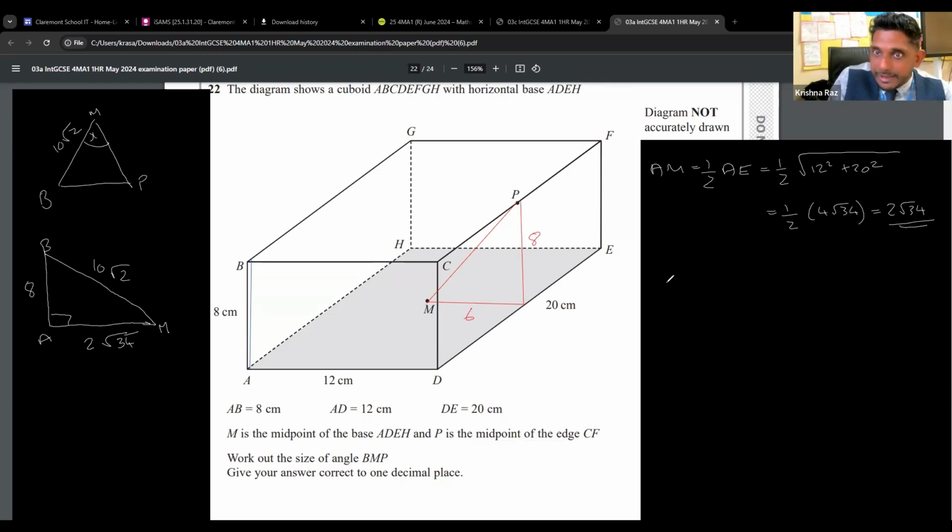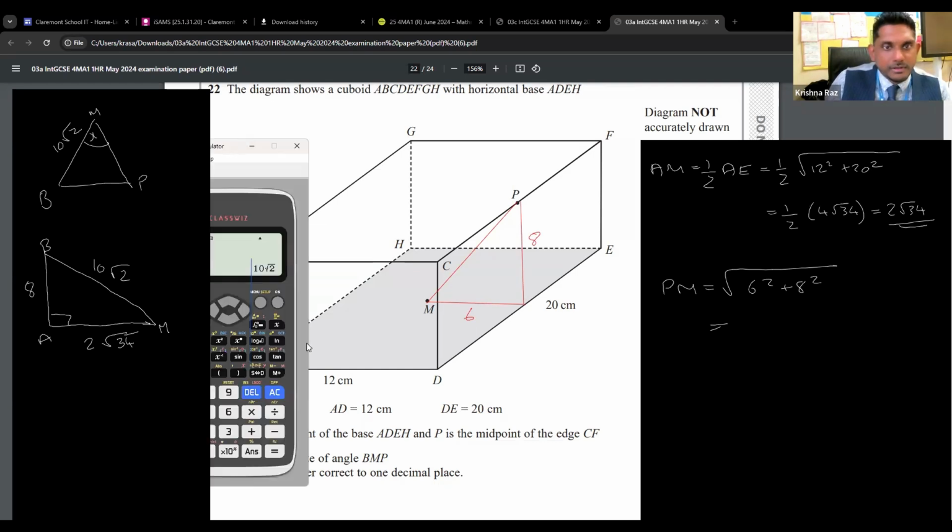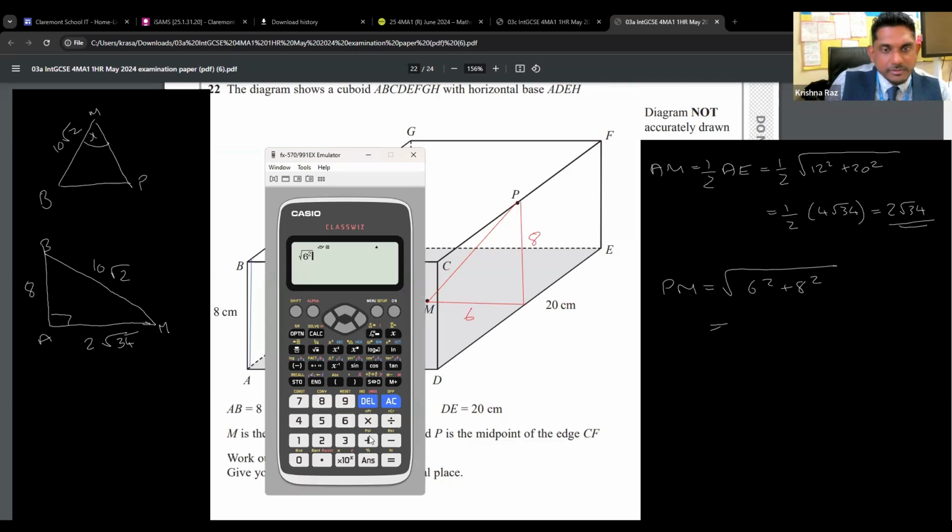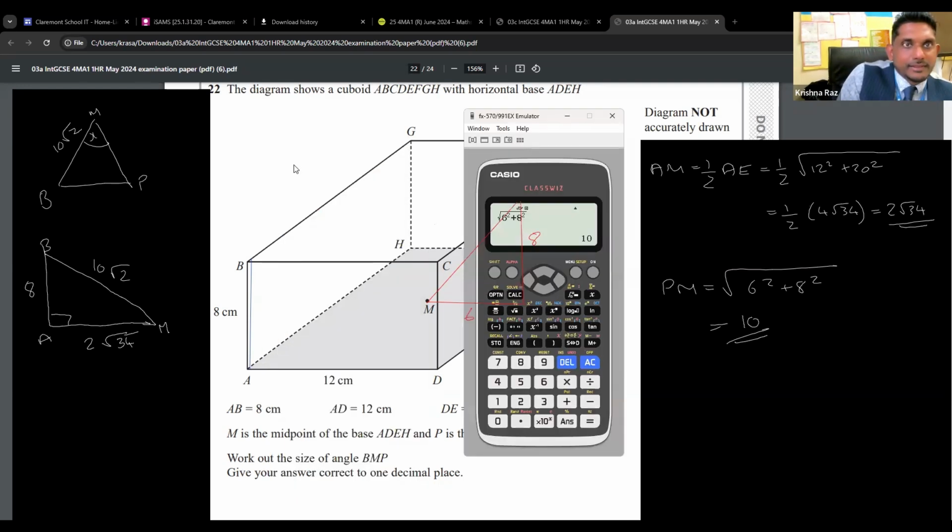So PM is the square root of 6 squared plus 8 squared. Get my calculator out. Square root of 6 squared plus 8 squared. This will be a nice answer that we'll all like. Get 10. So then, if I fill in what I had to start with, that's 10. So we have MP, BM, but also need BP.